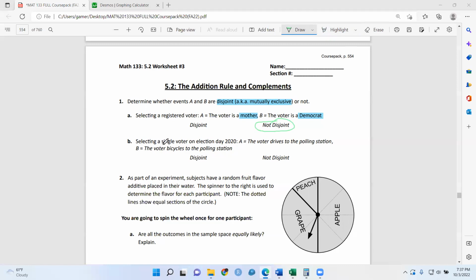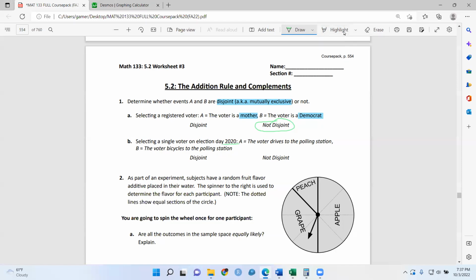Okay, then we're going to select a person who went to vote on election day in 2020. I had someone write on their paper very angrily about, what is this crap doing on these worksheets? I was like, I don't know.